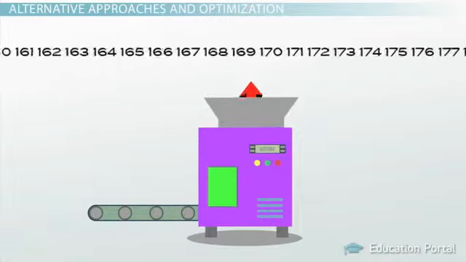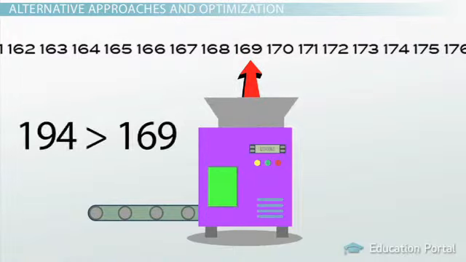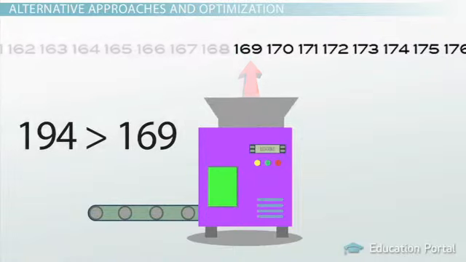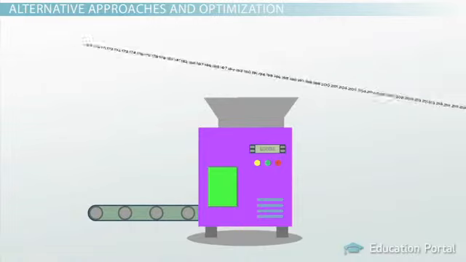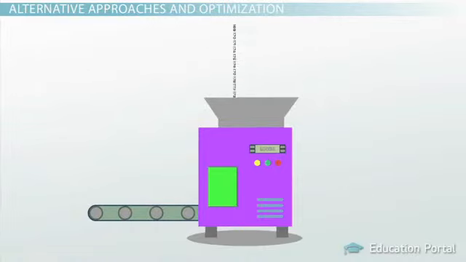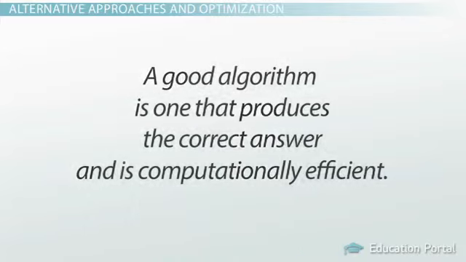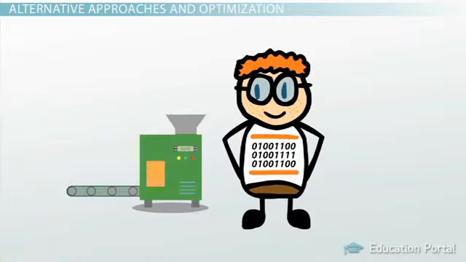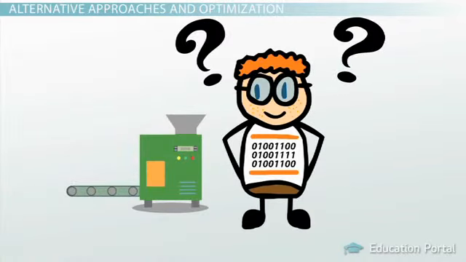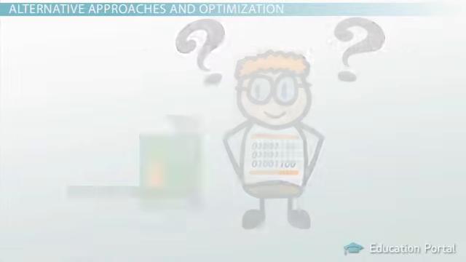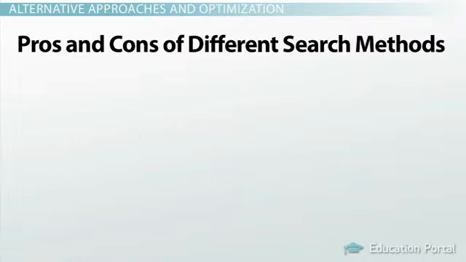You can repeat this until you found the number you are looking for, or until the remaining list is very short, and then you can run a sequential search very quickly. There are many alternative search algorithms, each with their own strengths and weaknesses. A good algorithm is one that produces the correct answer and is computationally efficient. Computer enthusiasts spend much of their time developing better algorithms. Determining which algorithm is best for a given task is not as easy as it may sound.